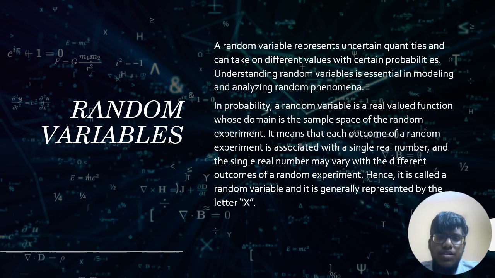Random variables. A random variable represents uncertain quantities and can take on different values with certain probabilities. Understanding random variables is essential in modeling and analyzing random phenomena. In probability, a random variable is a real valued function whose domain is the sample space of the random experiment. It means that each outcome of a random experiment is associated with a real number, and the single real number may vary with the different outcomes of a random experiment. Hence, it is called a random variable, and it is generally represented by the letter X.